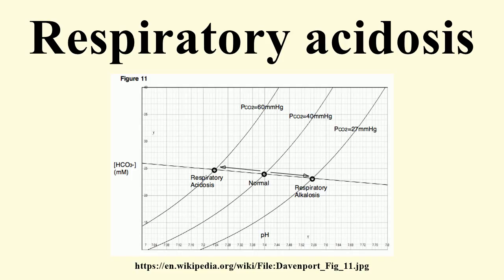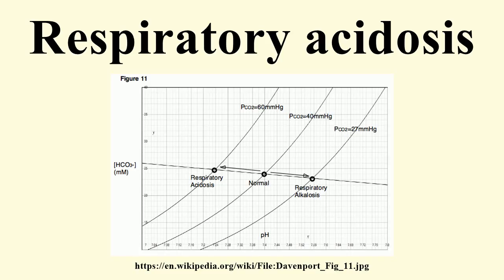Estimated changes in renal compensation. Plasma bicarbonate rises 3.5 meq/L for each increase of 10 mm Hg in PaCO2. The expected change in serum bicarbonate concentration in respiratory acidosis can be estimated as follows. Acute respiratory acidosis: HCO3- increases 1 meq/L for each 10 mm Hg rise in PaCO2. Chronic respiratory acidosis: HCO3- rises 3.5 meq/L for each 10 mm Hg rise in PaCO2.